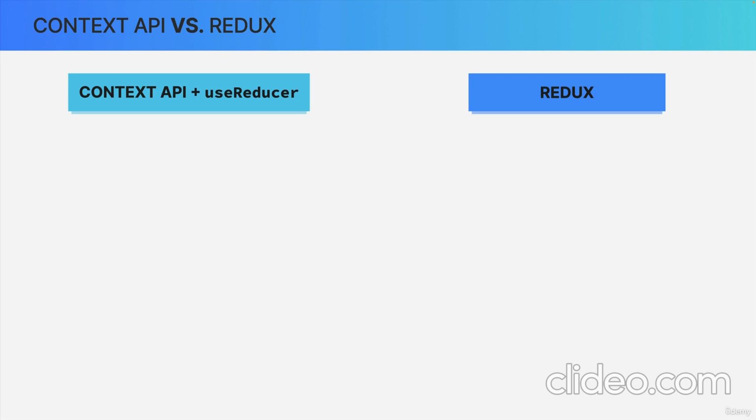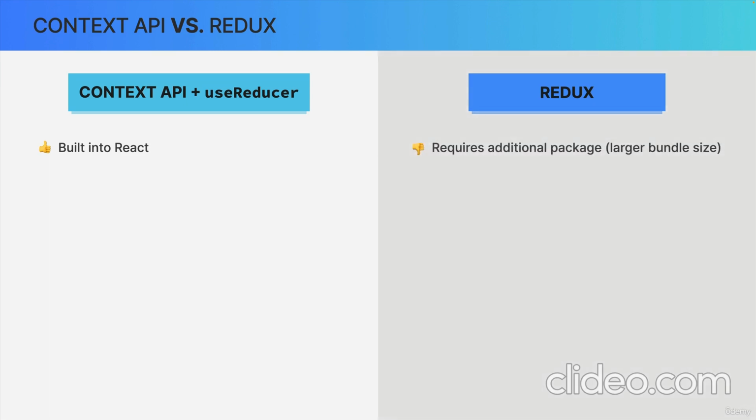So in this video, I want to summarize what we have learned about both these solutions to manage global state by taking a look at their pros and cons, and ultimately giving you recommendations on when to use context and when to use Redux. So the first advantage of the context plus useReducer solution is that these features are already built into React, while if you want to use Redux, you need to install additional packages, which is not only more work, but will also increase your bundle size.